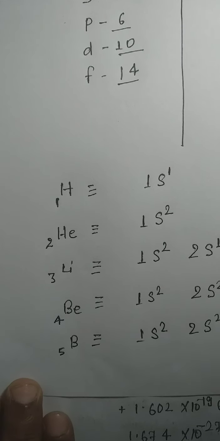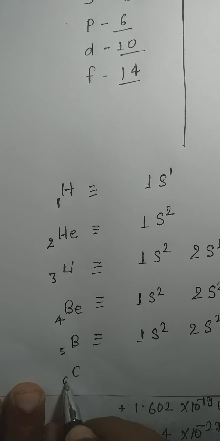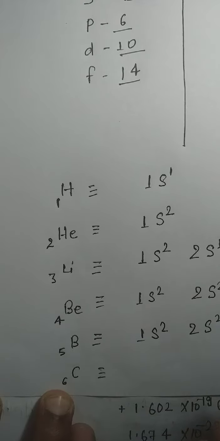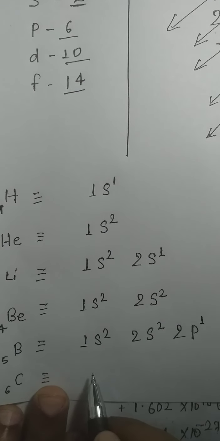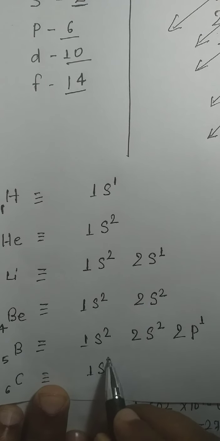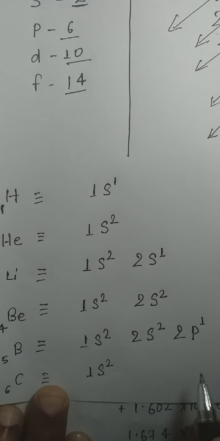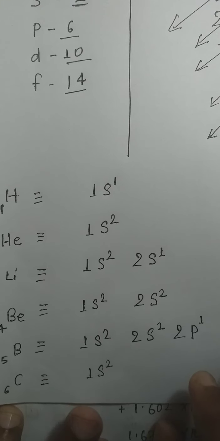Next for us, carbon. Carbon has atomic number 6. You can write the electronic configuration similarly. It's a little easy. Currently you are thinking it's easy, but when you do it by yourself it becomes a little harder, right? So keep in mind, practice.